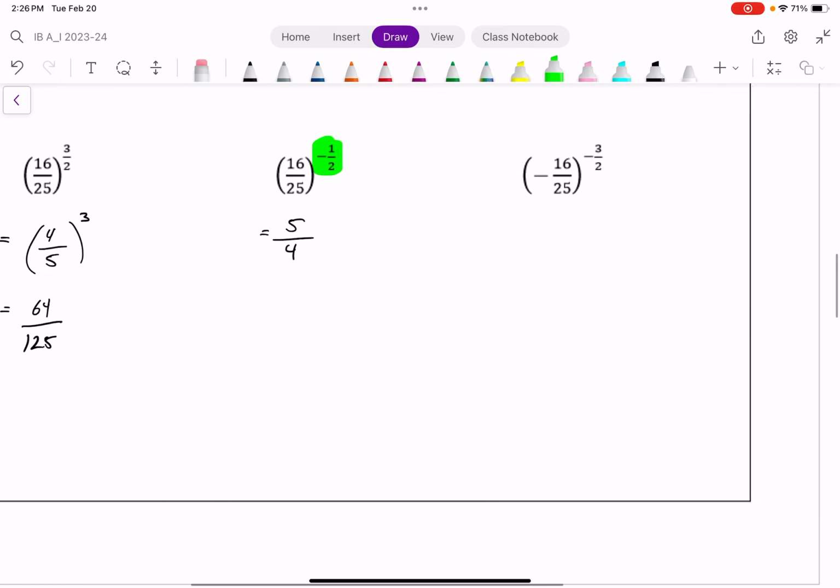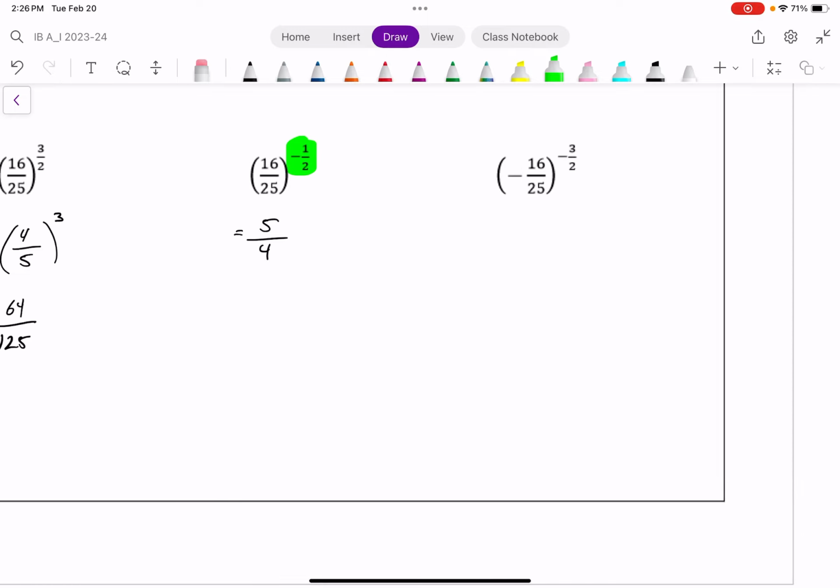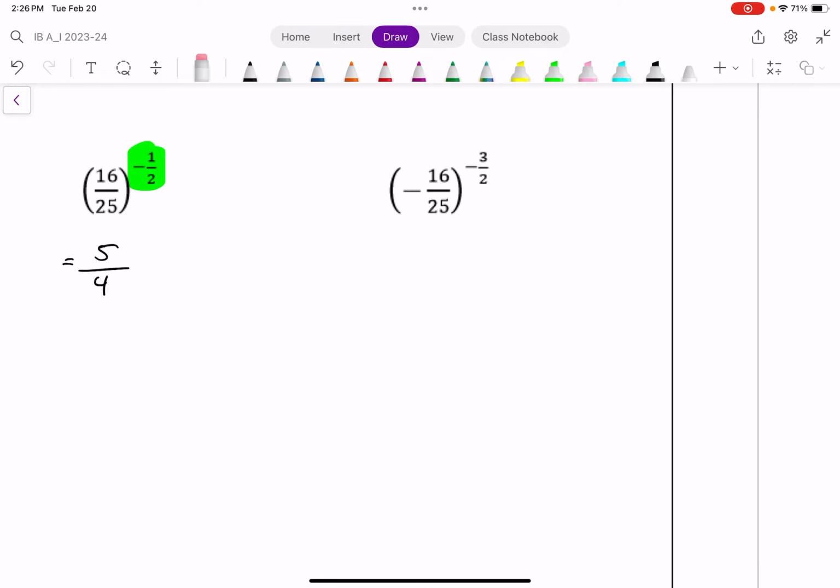And lastly, this one here, a lot of negatives going on. Now, a common mistake is to think these cancel each other out. But again, we're not multiplying them. It's a negative base to a negative power. So what does this mean? Well, let's write it first with a positive power, which makes it a little easier to understand. This is the same as 1 over negative 16 over 25 to the power of 3/2. So that's what it means.